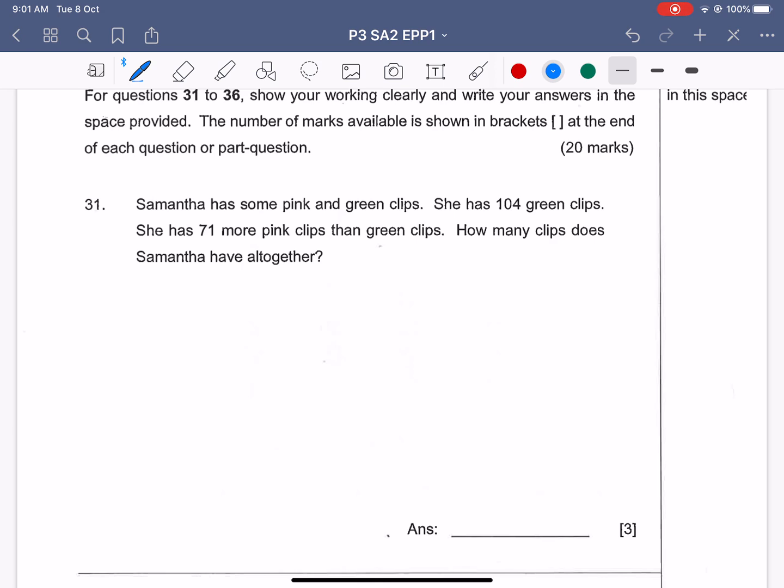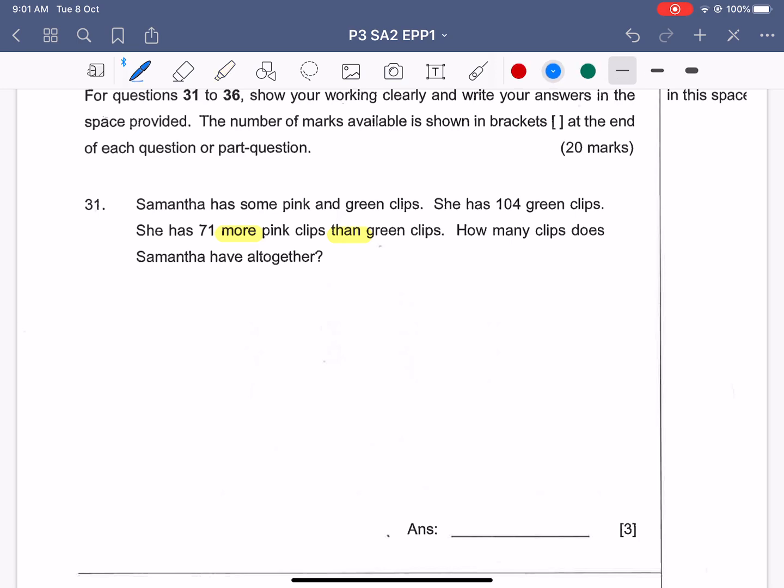Okay, question 31. Samantha has some pink and green clips. She has 104 green clips and 71 more pink clips than green clips. Okay, now I see this word "more than". So it reminds me that I should have a model that shows a comparison, or differences.